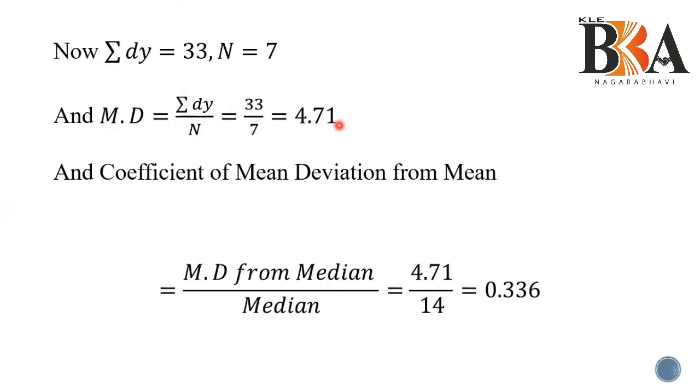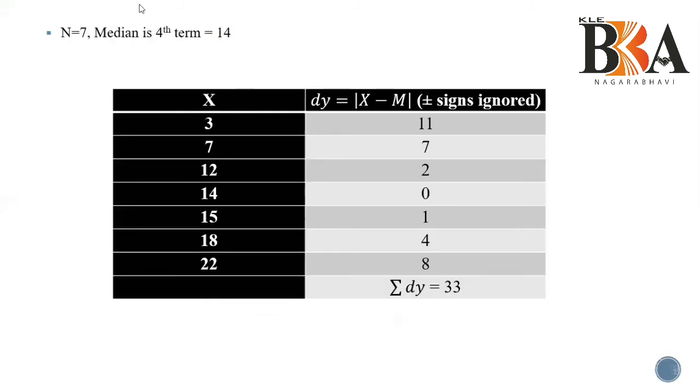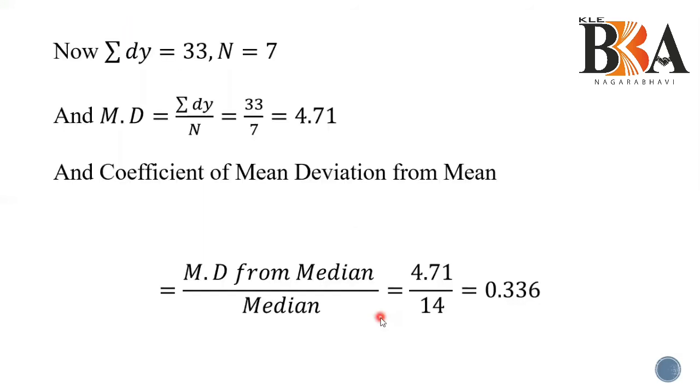Then we go for the coefficient of mean deviation. To find the coefficient of mean deviation from the median, you write this formula: mean deviation from median divided by median. The mean deviation value is 4.71, divided by the median value, which we have already found out, that is 14. So when you divide this, you will get 0.33. This is the solution of one method where you can find the mean deviation as well as the coefficient of deviation through mean and median.